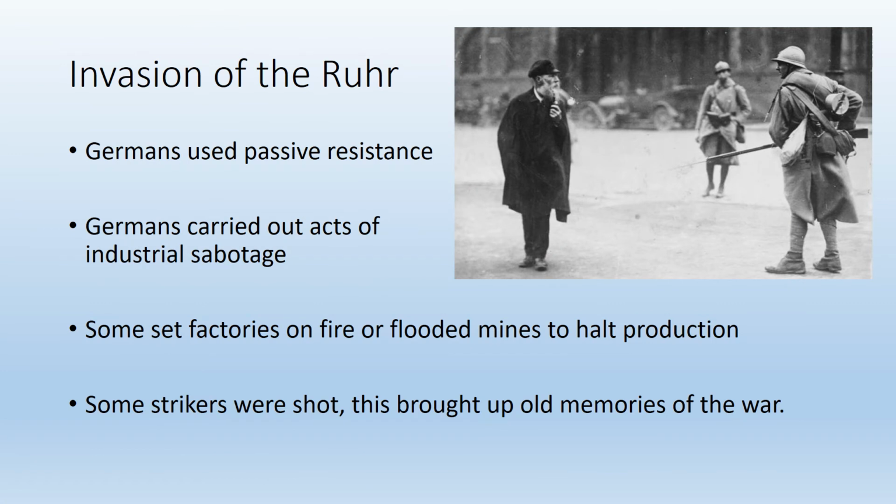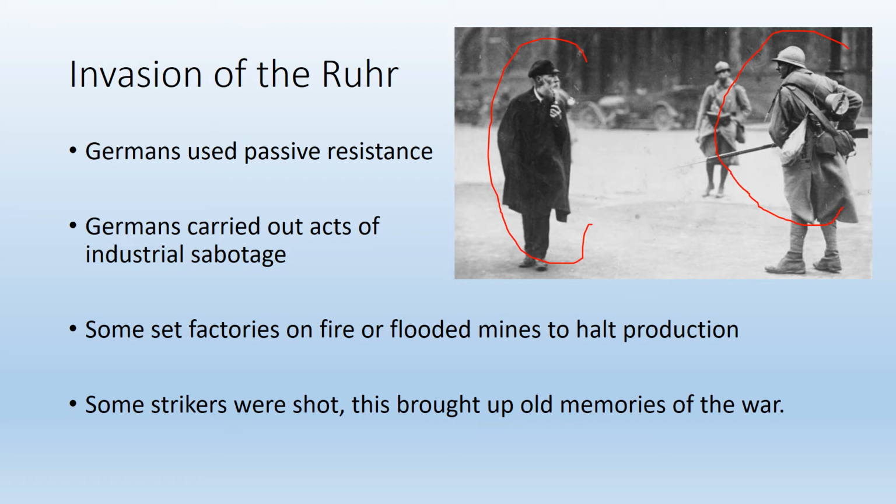Let's get back to the topic of passive resistance and what actually happened in the invasion of the Ruhr. Here we have a German man and a French soldier. Now the French soldier doesn't look too impressed. He actually has his rifle pointed at the man, and the man doesn't seem all that concerned. He knows that the French soldier is most likely not going to hurt him because it could spark another war. But these two men are showing the enmities, the hatreds that they have for each other. The German man hates the French, and the French soldier certainly hates the Germans because they're not paying up under the Treaty of Versailles.